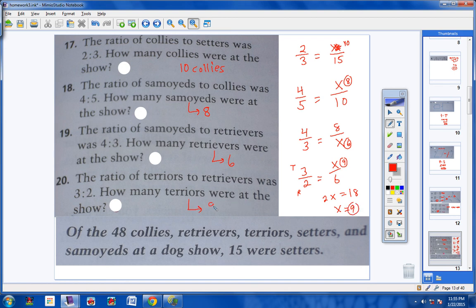And by the way, how many dogs were there altogether? 48. Let's see what this adds up to. 9 plus 6 is 15. Plus 8 is 23. Plus 10 is 33. Plus your 15 setters is 48.